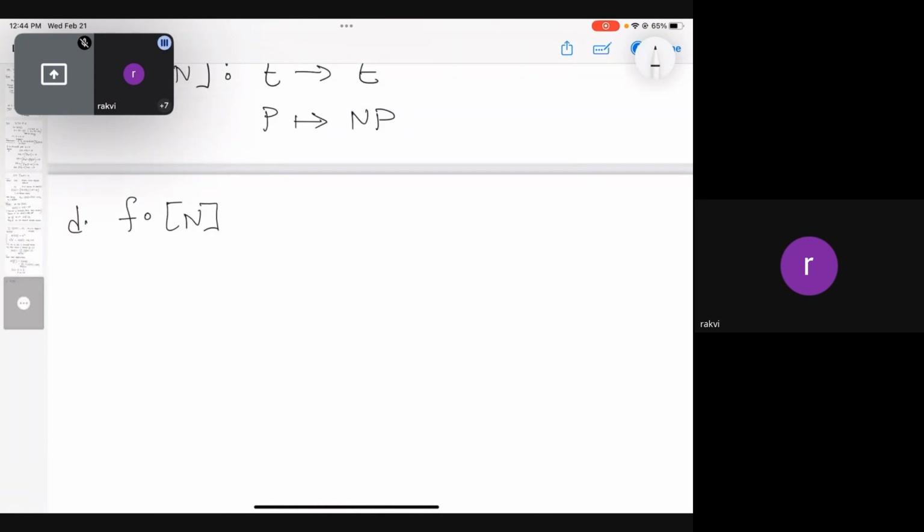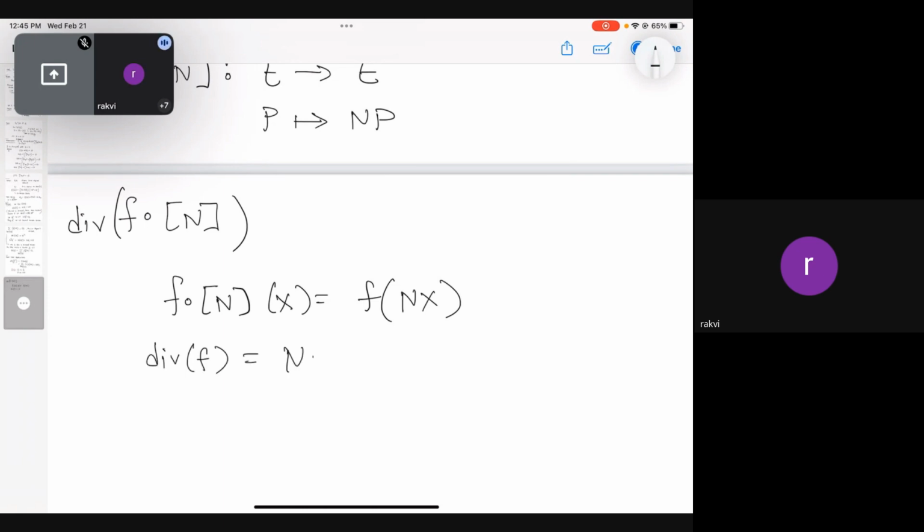So what is the divisor of this composition? Let's just analyze this. Okay, so how does composition work? So f of n of any x will be f of nx, right? So what happens to zeros and poles? What are the zeros and poles of f? So the divisor of f was n times q minus n times identity, right?